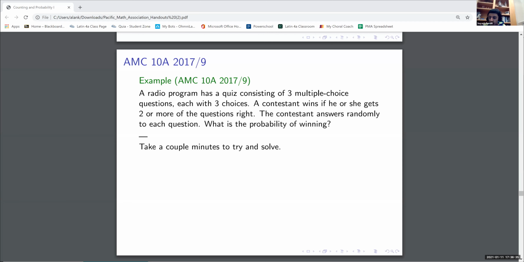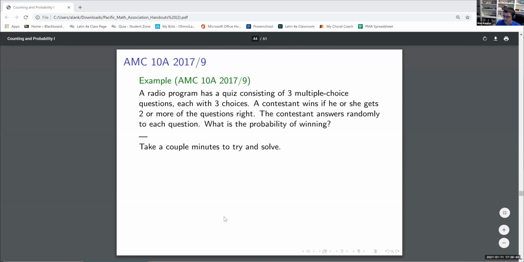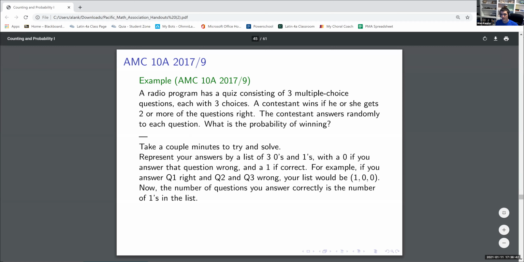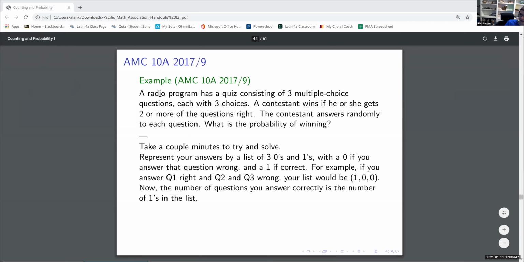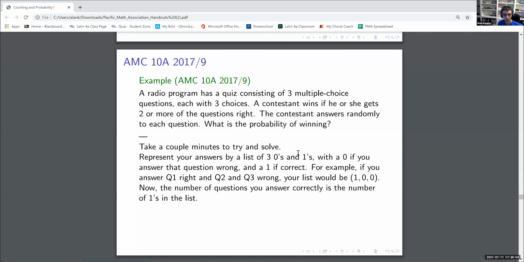All right, I think we should start going over the solution now. Let's say we have a grader for this radio program, and they mark the answers with zeros and ones. If the contestant gets it right, it's a 1. If it's a 0, it's wrong. So if they answered Q1 right and Q2 and Q3 wrong, that list would be 1, 0, 0.